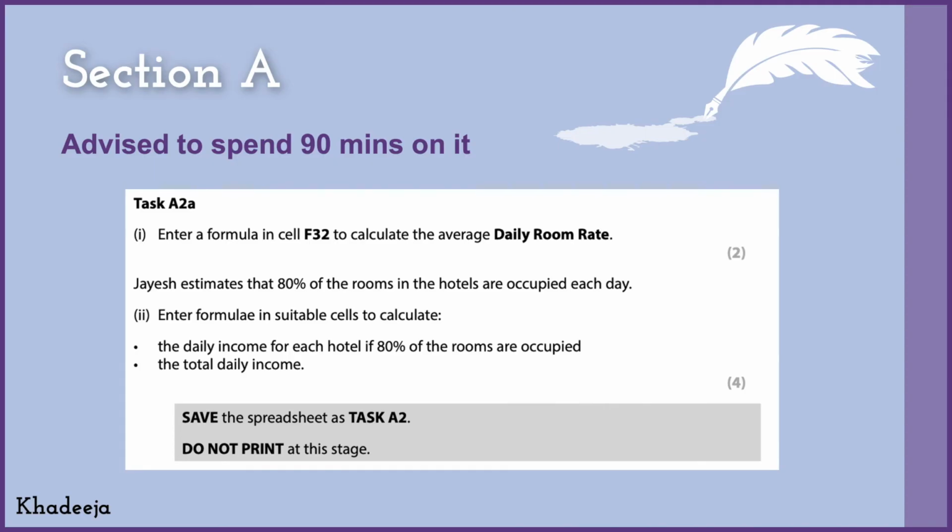It always changes around. Okay, but here, task A is a spreadsheet question. You can see they're asking you to enter a formula in cell F32 to calculate the average daily room rate. Then they want you to calculate the daily income for each hotel, and then eventually save the spreadsheet as task A2 and do not print at this stage. So this is the type of question that comes.